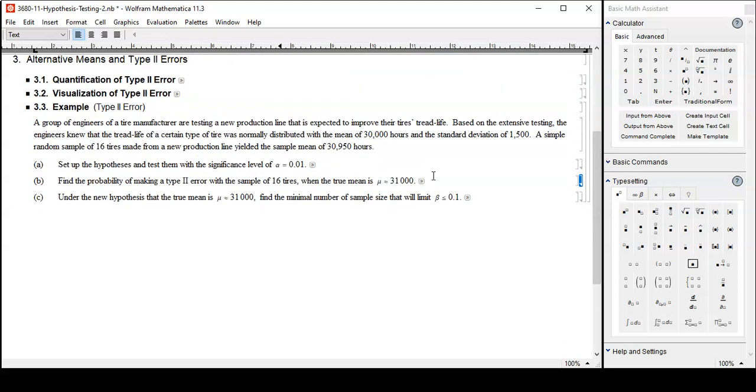Under the new hypothesis, all right, we are staying with the new hypothesis. Find the minimal number of sample size that will limit beta within 0.1. So previously we had 16 tires, n value was there. This time we don't know the n value, but we have to find out. But of course we have additional information. Previously, n was 16. We didn't know beta, we have to calculate. This time it's backward. Beta is there, we have to calculate n value.